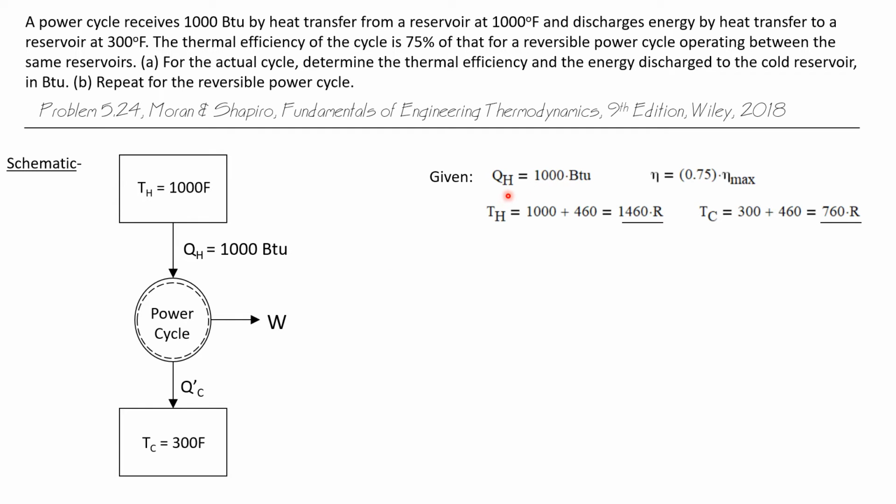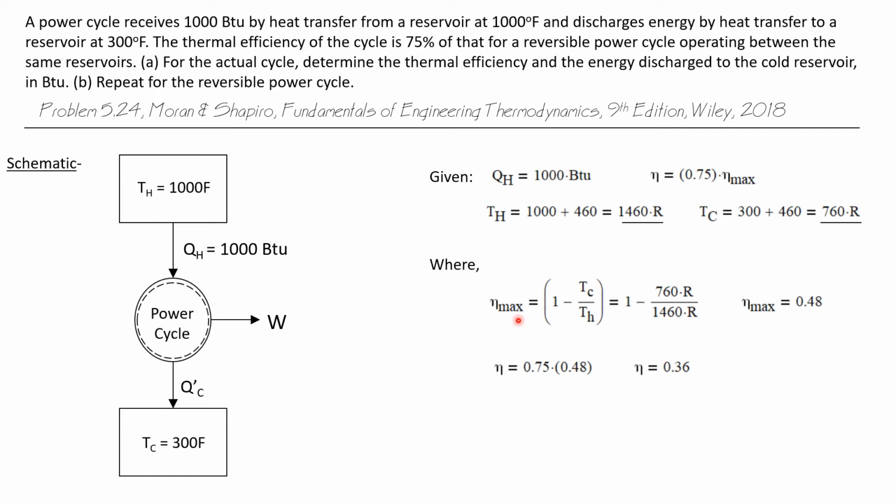So here's what we're given. We know that QH is 1,000 BTUs. And we know that the efficiency was given as 75% of the theoretical maximum. Well, let's calculate the theoretical maximum, but to do that, I have to work with absolute temperatures. So here we have Fahrenheit temperatures. We need to add 460 to each and get the temperatures in degrees Rankine. So the hot temperature is 1460 Rankine, and the cold reservoir operates at 760 degrees R.